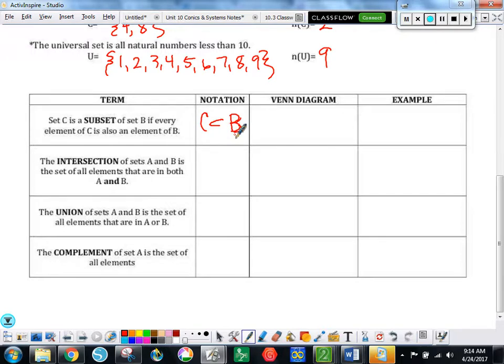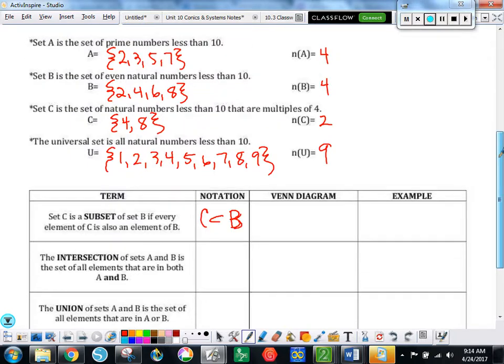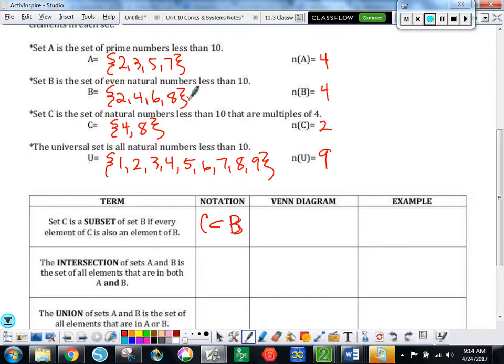Okay, C is a subset of B. You can think of it as a less than, almost, but not quite. C is a subset of B because everything that's in C is also in B. So on this one, is B a subset of U? Is everything in here in here? Is C a subset of B? Everything in here is also in here.